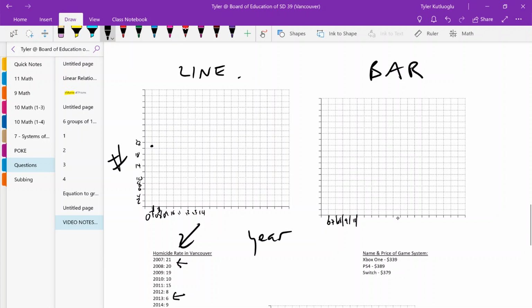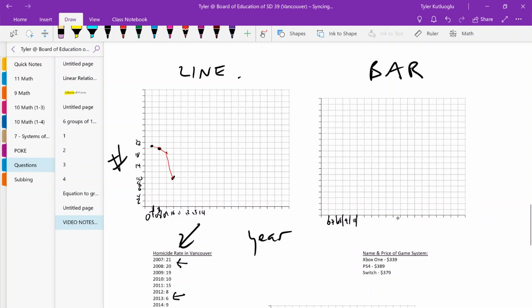And then 2008 is 20, so I go to 08, and I go up to 20, and I put a dot. And then 2009 is 19. There we go. And then we have 10 for 2010. Man, it dropped a lot. And you get the idea, you keep going. Then what you would have to do, and I'll do it in red, is you connect all the dots like that. And then whatever else would be on the graph, they'd be connected that way.